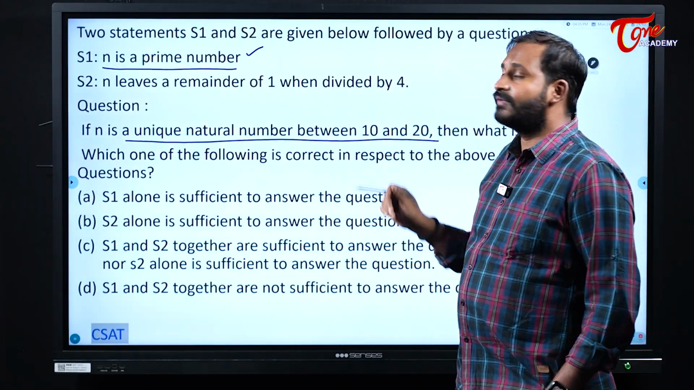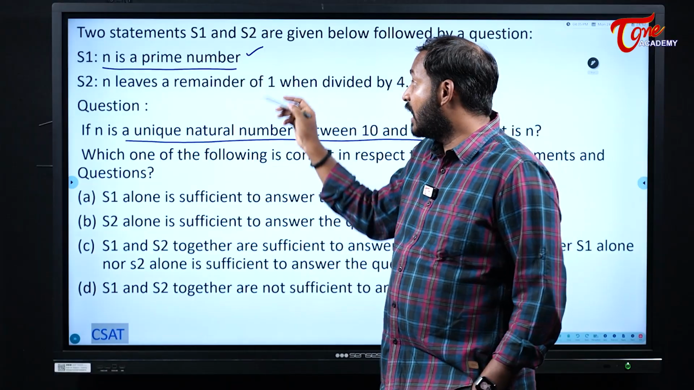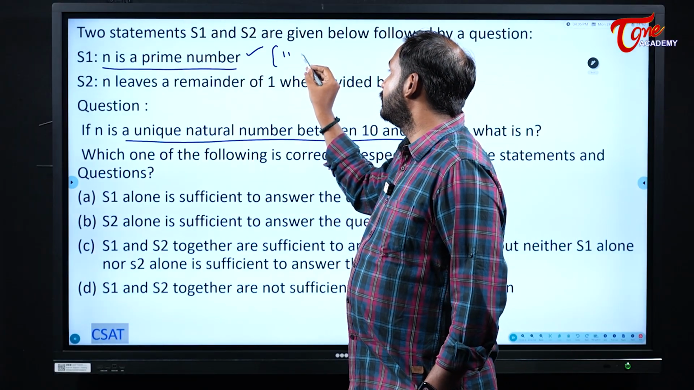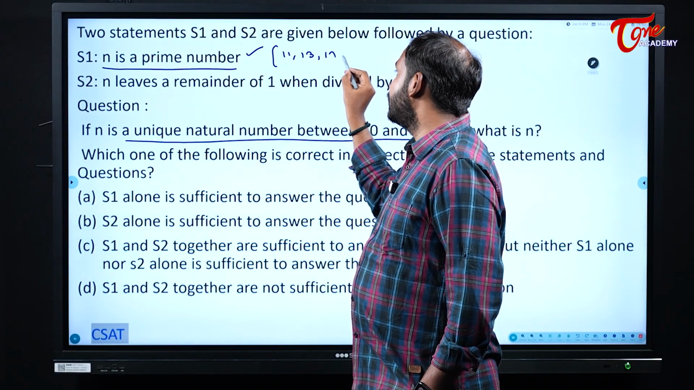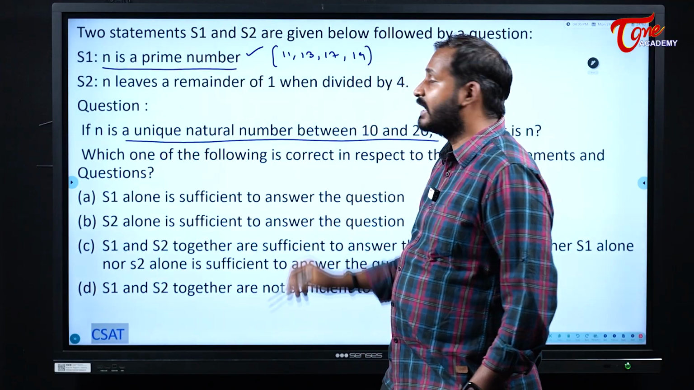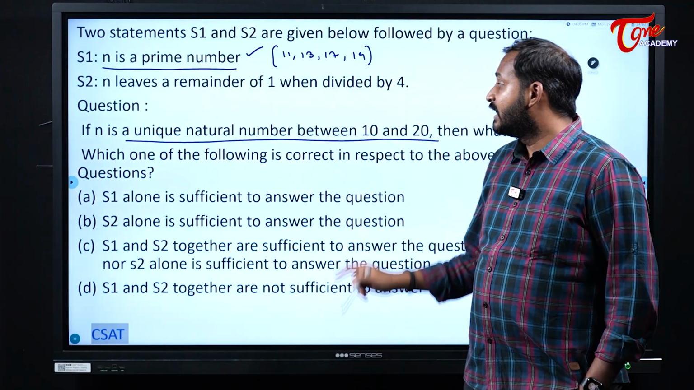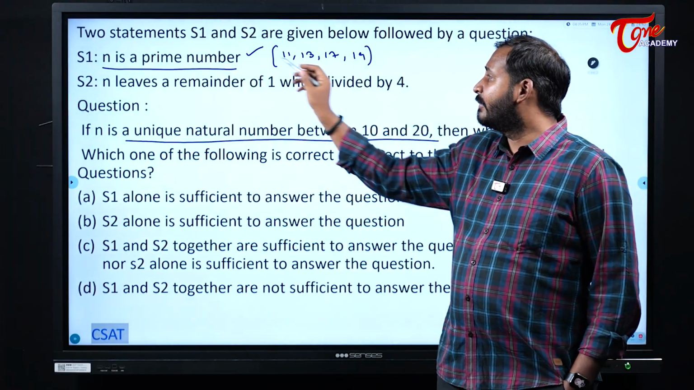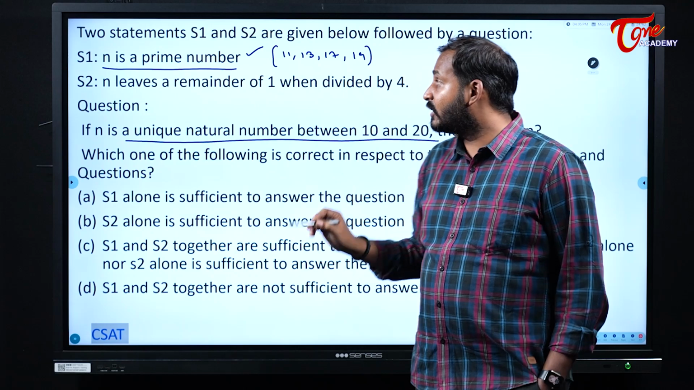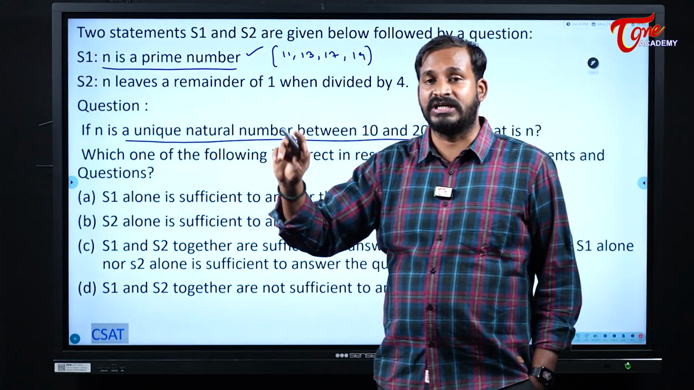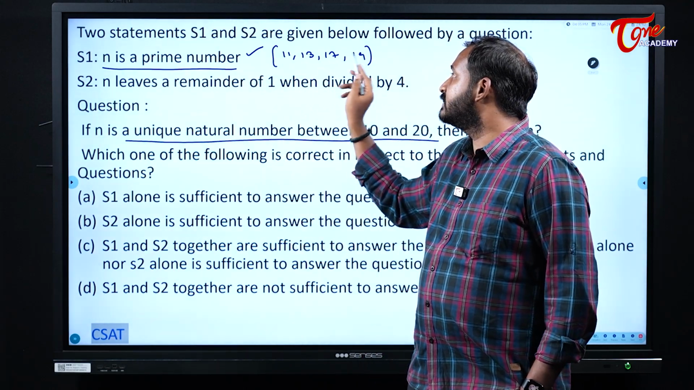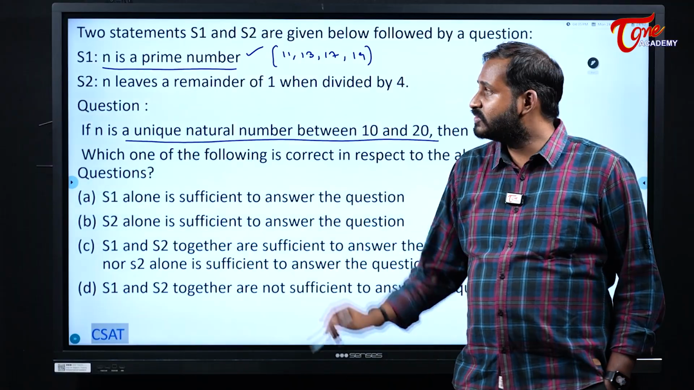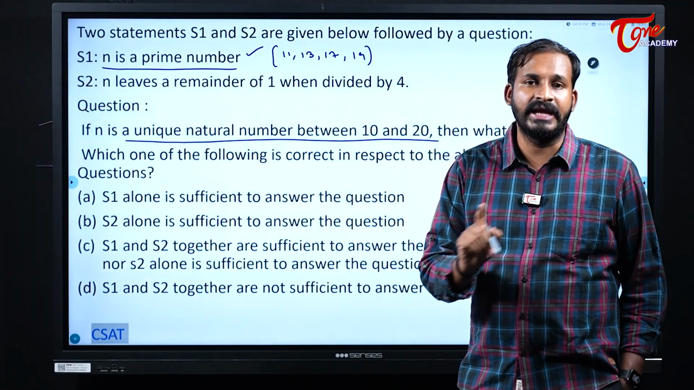Now, between 10 and 20, how many prime numbers do I have? Actually, 11, 13, 17 and 19. How many chances do I have here? 4 chances. Can I tell a unique number, that means a single number for n, by using my first statement? No. Why? Because according to the first statement, I have 4 chances. What are those numbers? 11, 13, 17 and 19. So, by using statement 1 alone, I cannot tell my answer.